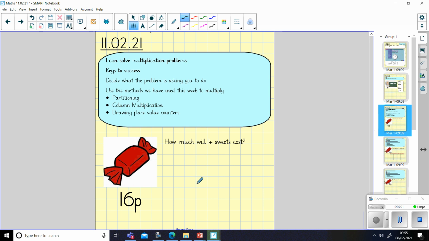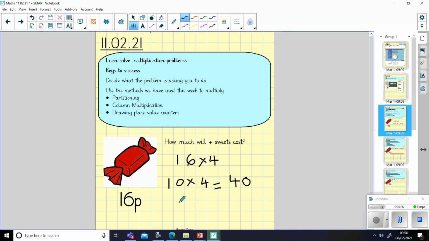So I'm going to show you the 3 different ways that you might use today. So I'm going to show you how we could partition the number. So the calculation is 16 multiplied by 4. Okay. We can do 10 multiplied by 4 equals 40. So that's the 10 here multiplied by 4.